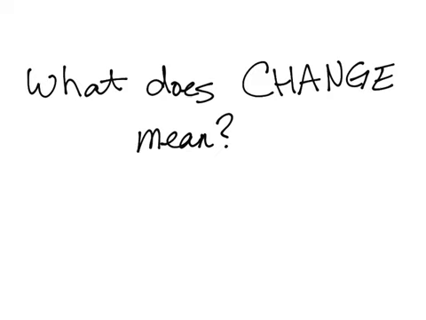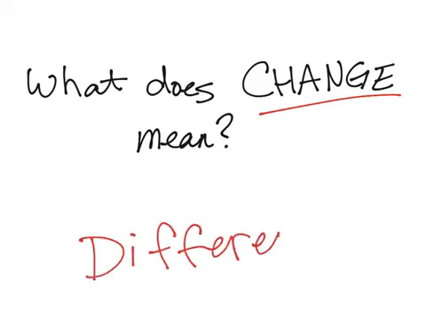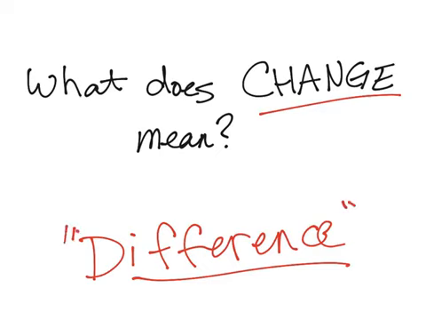Let's calculate absolute change. As we get into this, let's first talk about what change means. Oftentimes when we think of the word change, we think of the word difference. Think about if you buy something that's $4 and you give them a $10 bill. The change you receive is the difference in the amount you paid and the amount the item cost. So difference is kind of what we mean when we say change.